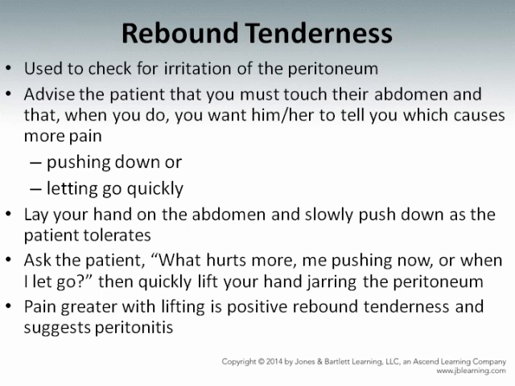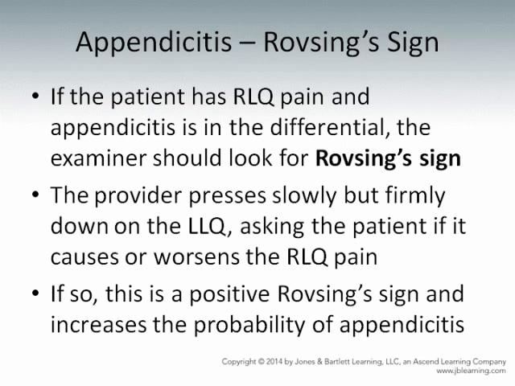Rebound tenderness is used to check for irritation of the peritoneum. You want to advise the patient that you must touch their abdomen, and you want them to tell you when they have pain. Is it when you're pushing down on the abdomen or when you're letting go? When you lay your hands on the abdomen and you slowly push down as the patient tolerates, ask the patient, which hurts most? Am I pushing now or when I let go? And then quickly lift your hand, jarring the peritoneum. Pain when you're lifting is a positive rebound tenderness, and it suggests peritonitis. It can also be suggestive of appendicitis.